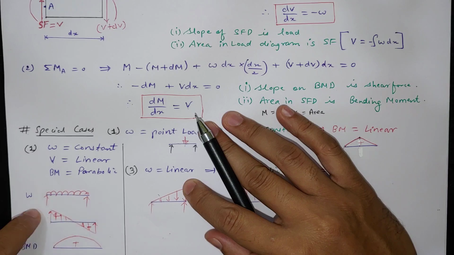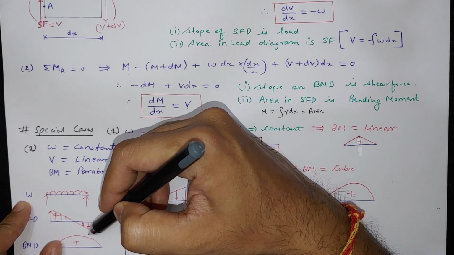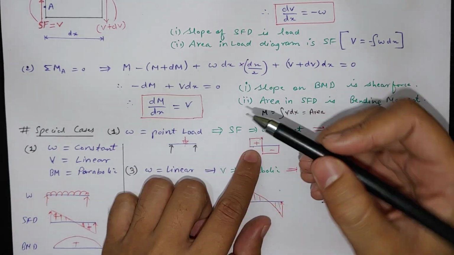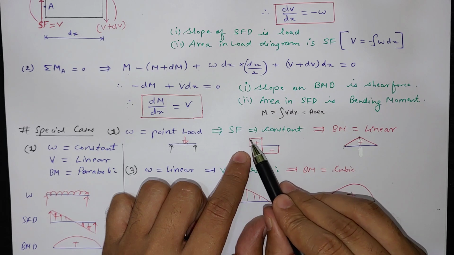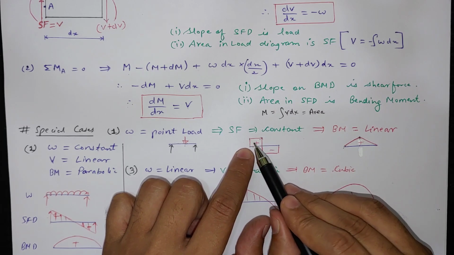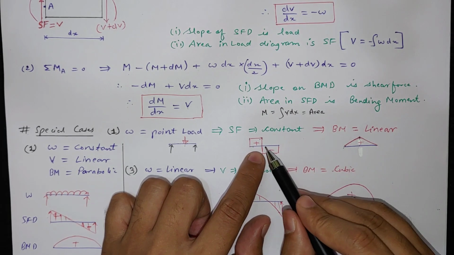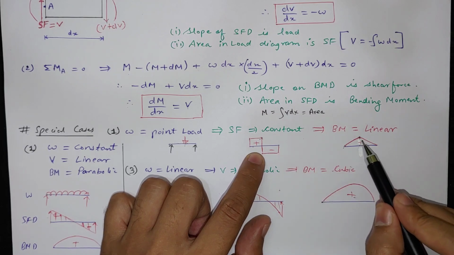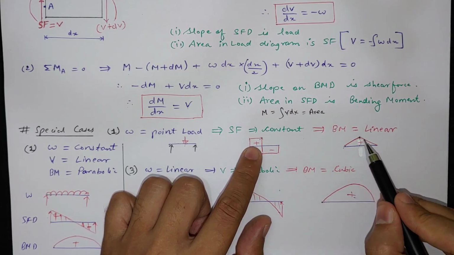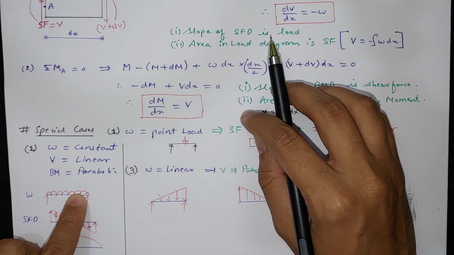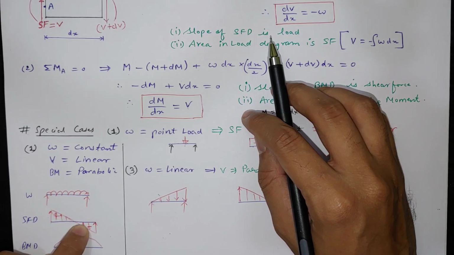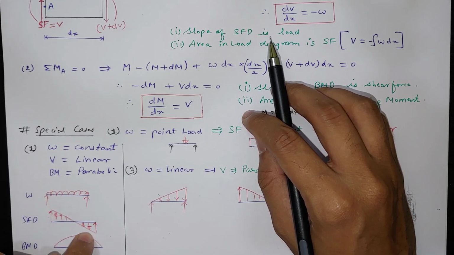Here w is negative, that's why there is a negative slope, so this is a negative slope for shear force. Here, wherever there was a positive shear force, the area is positive, so positive slope. Here it is negative, so afterwards from the center point it is negative. Similarly here w is negative, the slope is negative for shear force, and w is constant, so the slope is constant.